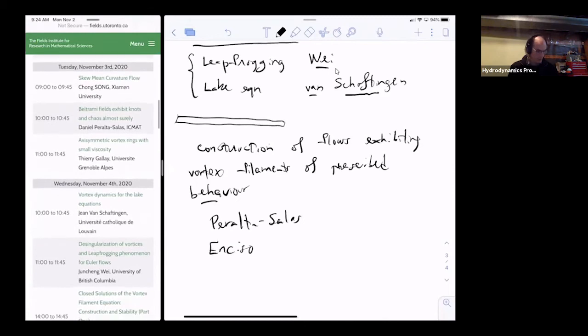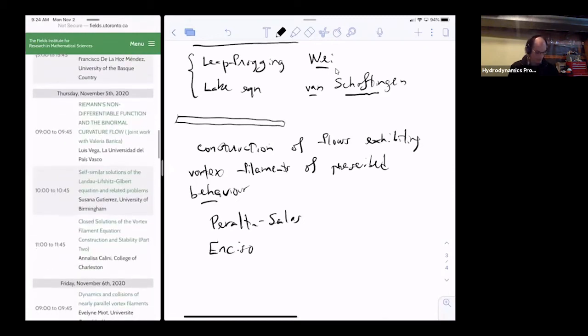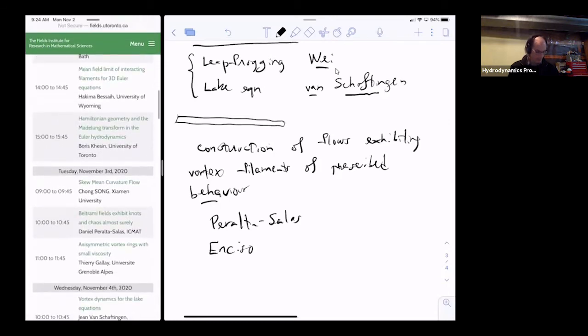So what do I mean by this? Well, let's take a look at Peralta Salas. And so here's what they want to do. In fact, these guys are collaborators, so they'll be talking about related projects. I think Peralta Salas will talk about joint work with Enciso and vice versa.